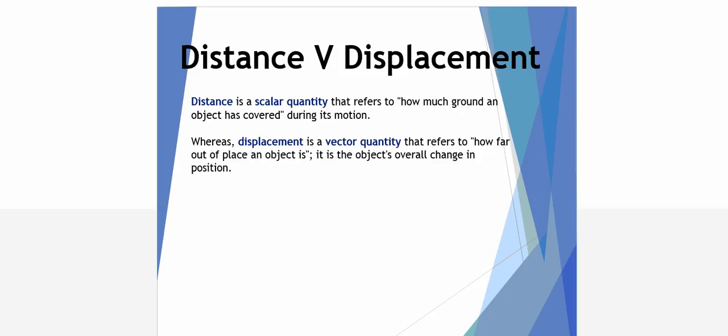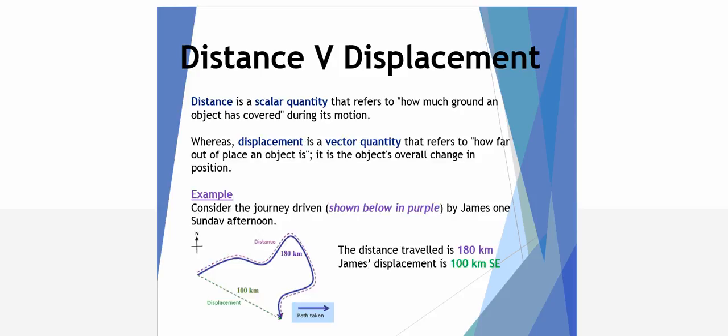Let's examine a really simple example. So in this example, we've said consider the journey driven, shown below in purple, by James one Sunday afternoon. So we can see the purple journey that James has travelled from his starting location. He's wound all along this map, and he's got a total distance of 180 kilometres.